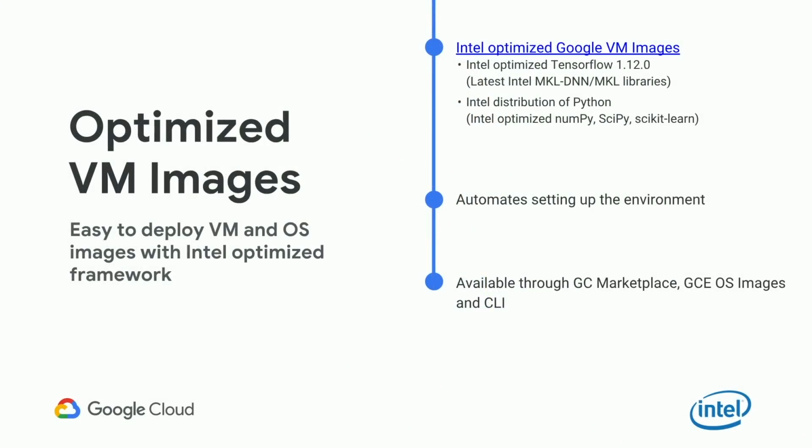In addition to containers with Intel optimized libraries, we have been collaborating with Google to create optimized virtual machine images. In addition to ease of use and deployment, these images guarantee that the developers are always leveraging the latest version of the optimizations through these images. Recently, GCP released 2 Intel optimized VM images, one with TensorFlow 1.12.0 using the latest MKLDNN and MKL libraries, and another one with Intel optimizations for 3 Python libraries, NumPy, SciPy, and scikit-learn. These images automate setting up the environment variables with the right variables and are available through Google Cloud Marketplace, GCE OS images, and command line interface.